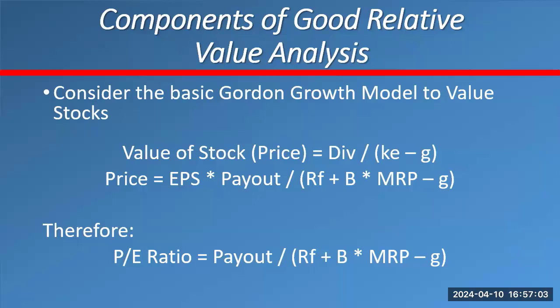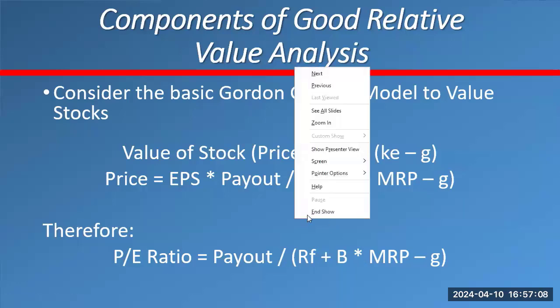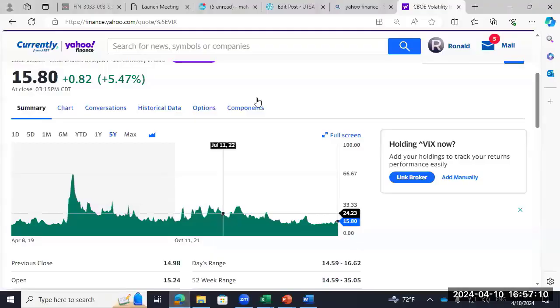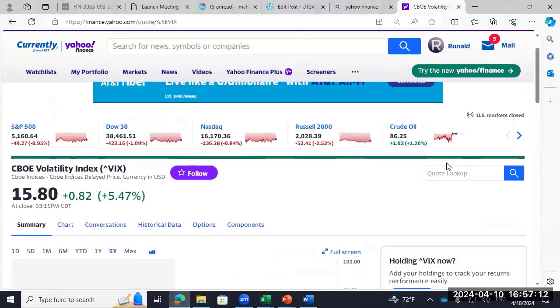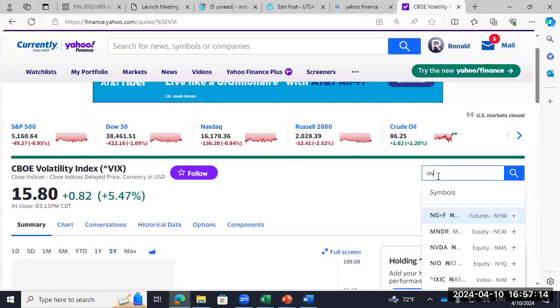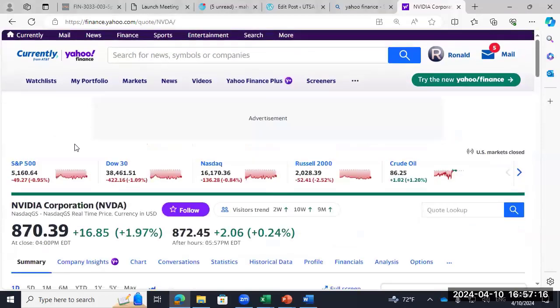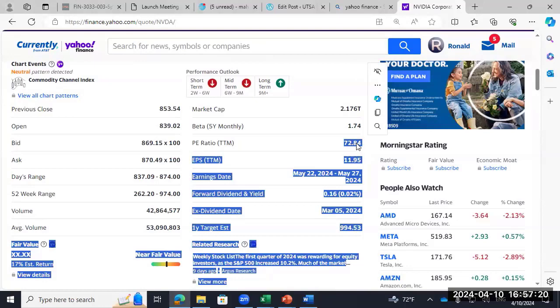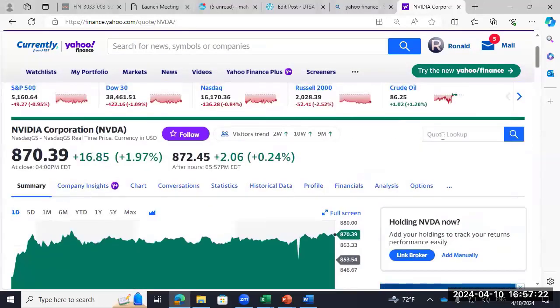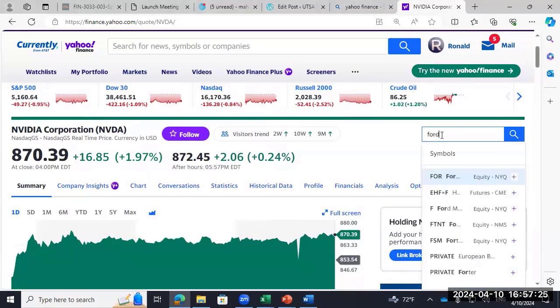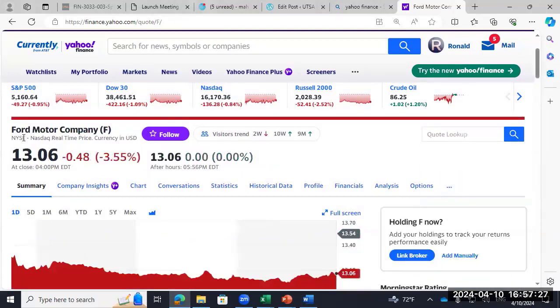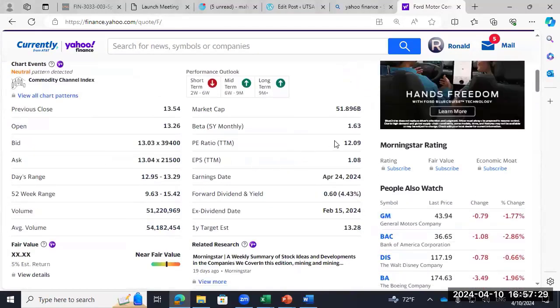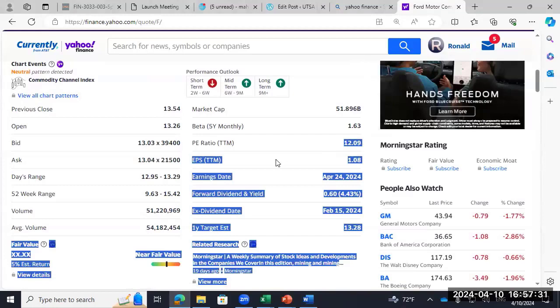What number would be like low for a PE? Yeah. See if I can find you one. So we know a high one, right? NVIDIA, that would be a high PE ratio. So their PE ratio is 73. All right, that's pretty high. Let's look at Ford. I'm not exactly sure. So Ford is at 12. That's kind of a low PE ratio.